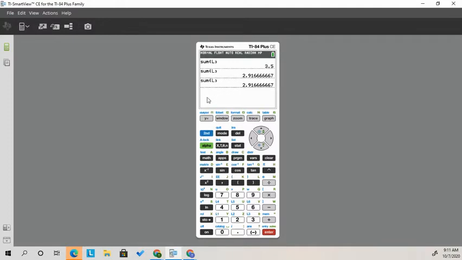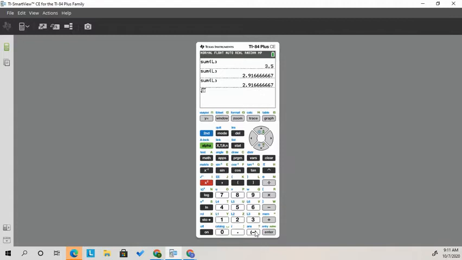2.916. So now to find the standard deviation, we're going to take the square root. So second square root, and then this is also a handy feature. We're going to call up this last answer because that's the variance and we need to take the square root of it.